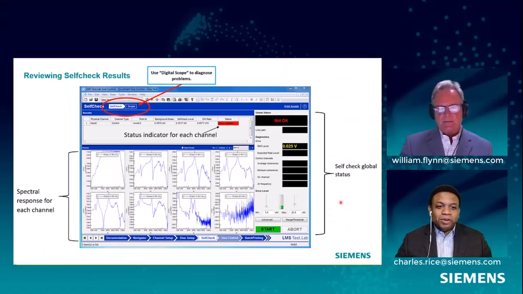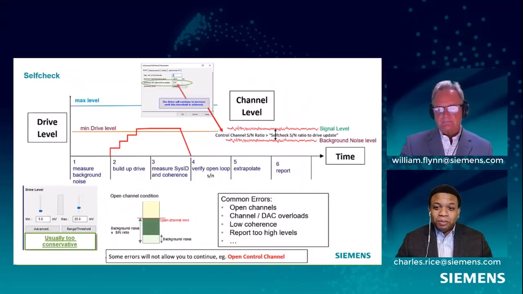Let me just summarize to make sure I understood. With the self-check, basically we're testing at a lower level just to be able to predict the performance at full level, right? That is correct. Okay, so this predicts the future.